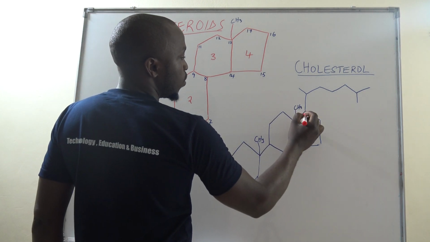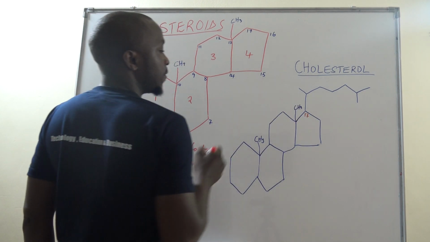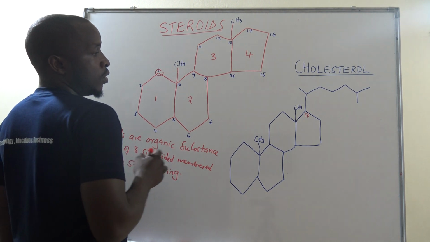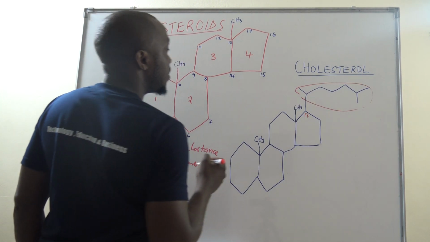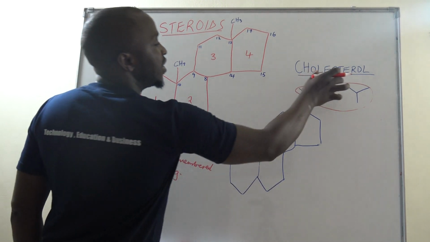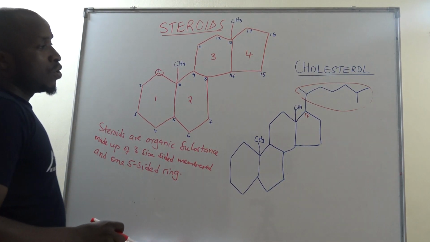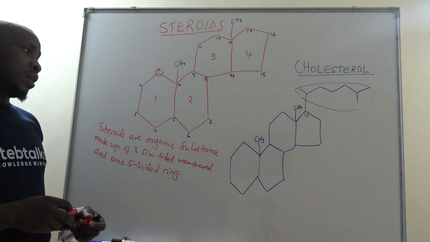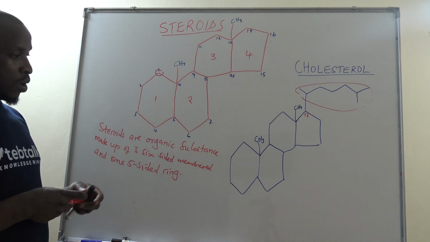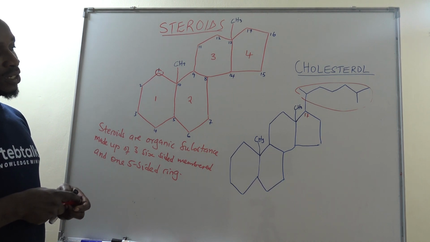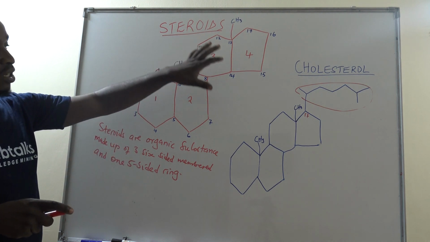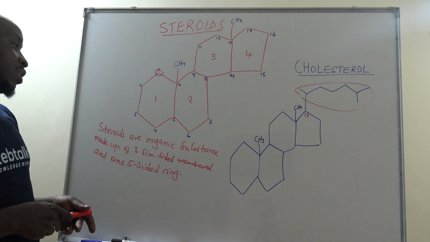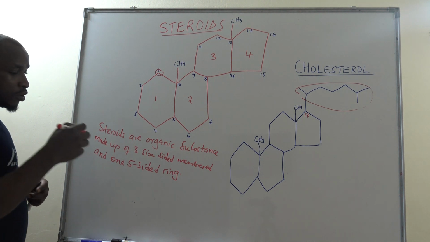What is present on carbon atom 17? Another attachment comes in. So one example of a steroid we have found is cholesterol, a very useful chemical of life which we use. We are going to see what are the functions and even the dangers associated with the steroids.